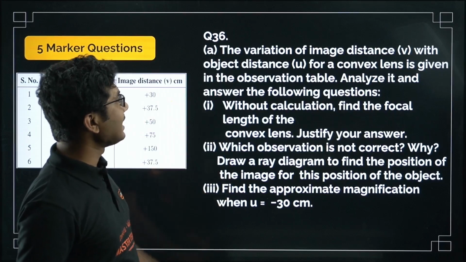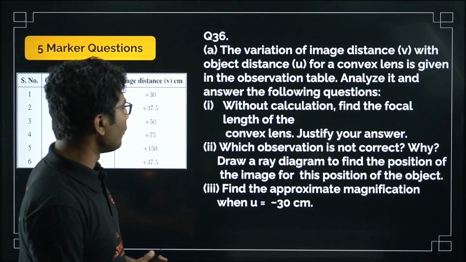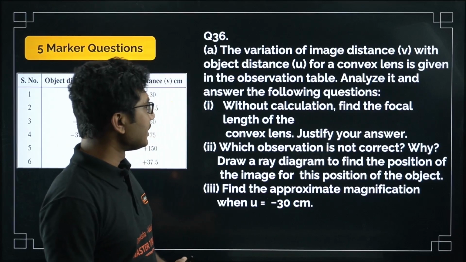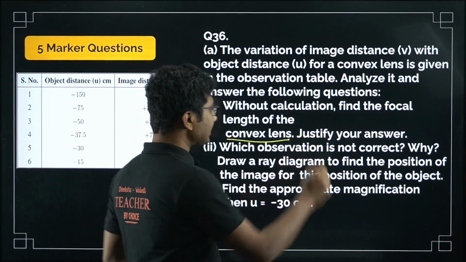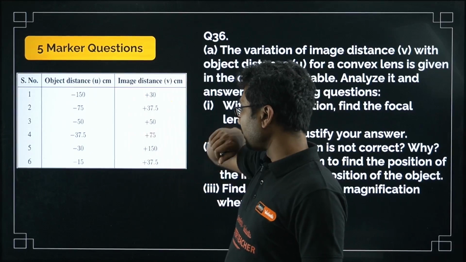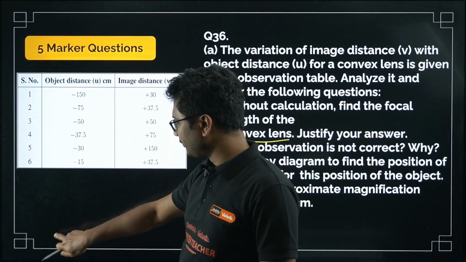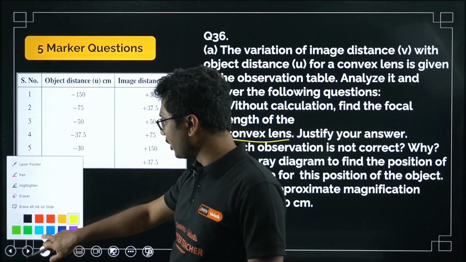Table. Okay, analyze it and answer the following questions. Without calculation, find the focal length of the convex lens. Justify your answer. So they have given you, this is a convex lens. So as you can see, without calculation, how can you do that? You have to do a little bit of calculation.